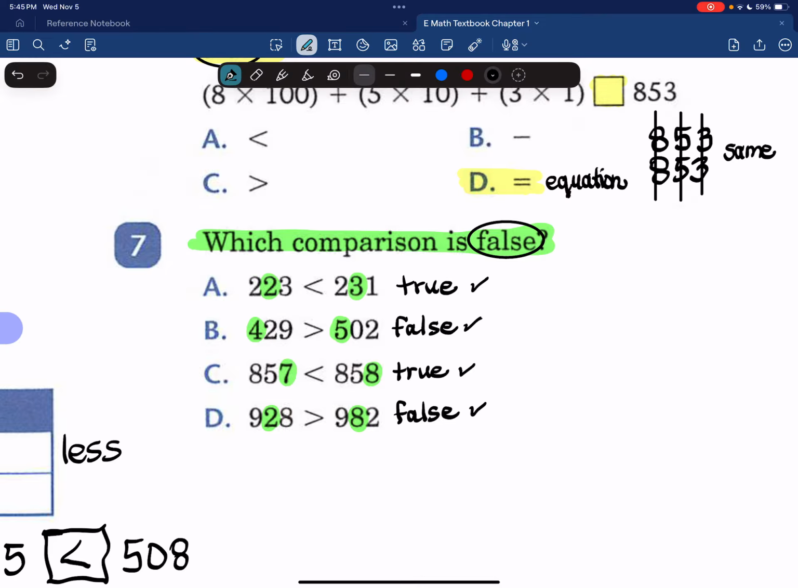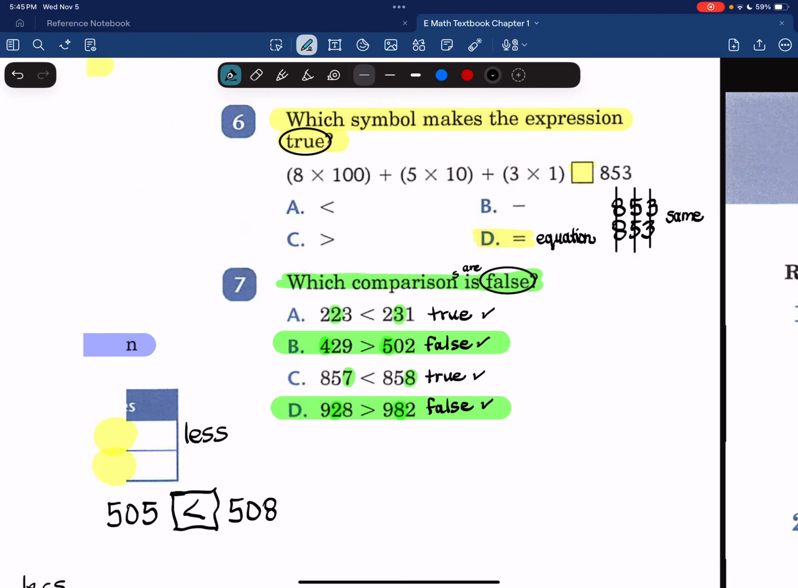That's false. I'm going to need to check an answer key on this one because I'm getting 2 of them that are false. Unless I'm just missing something, I believe we have 2 of them here. And I would be okay with that if this said which comparisons are false. Then we could have 2 answers. But I'm not sure what's happening there. I will check the answer key.